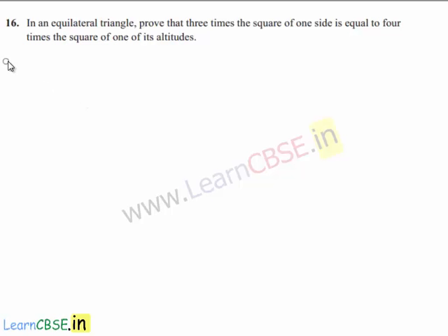Moving on to the 16th sum. In an equilateral triangle, prove that 3 times the square of one side is equal to 4 times the square of one of its altitudes. Now moving on to the solution.